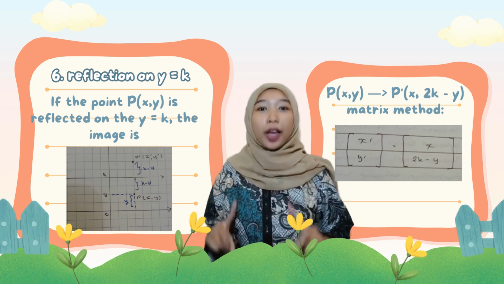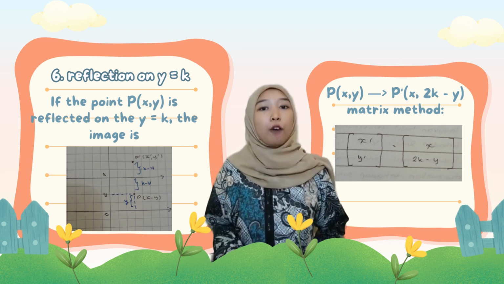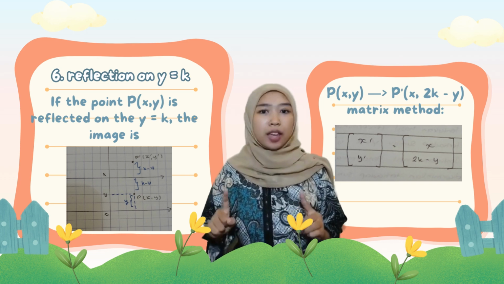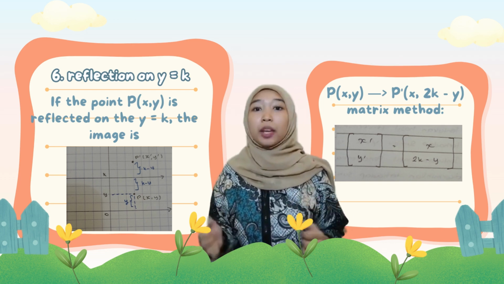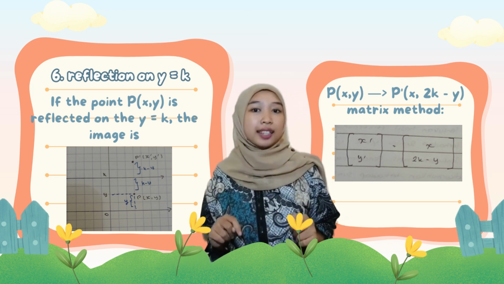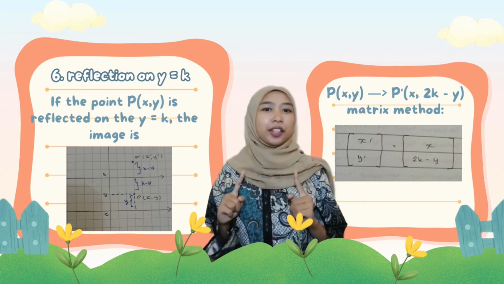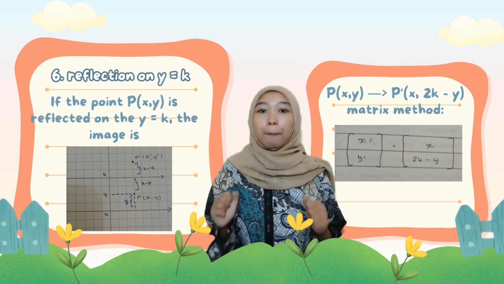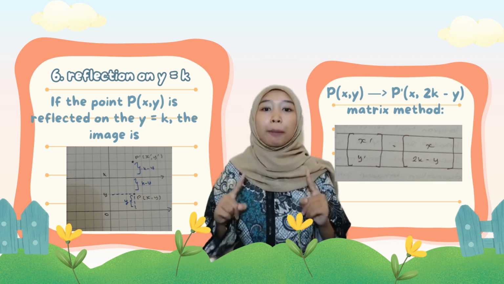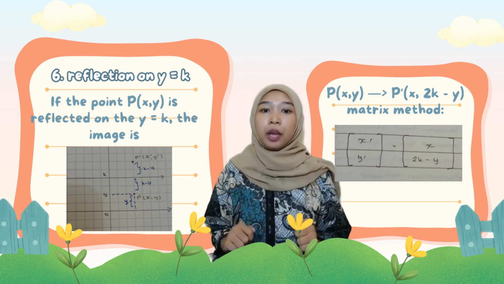Reflection across the line y equals k is a transformation where each point is mirrored over the horizontal line y equals k. The distance from any point to the line y equals k is preserved, but the direction of the distance is reversed. The new point will have the same x-coordinate as the original, but the y-coordinate will be symmetrically opposite relative to y equals k.